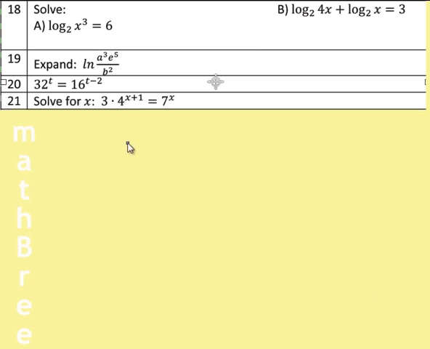In 21, we again have an exponent equation, but we can't put both sides in terms of the same base, so we're just going to log both sides. So on the left we have ln 3 plus, I'll bring down the x plus 1 right away, x plus 1 ln 4 equal x ln 7.